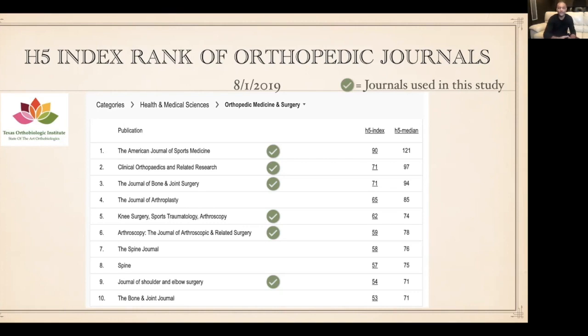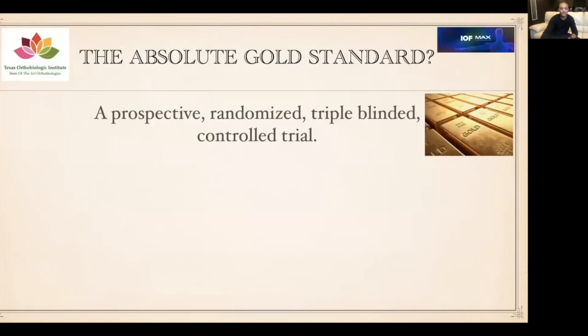And then the sixth and final journal that we included in this analysis was the Journal of Shoulder and Elbow Surgery. So these are 6 of the top 10 journals. These are all well-recognized journals in orthopedics, well-read, and all considered very impactful in terms of developing new literature and new science, both clinical and basic science in orthopedics.